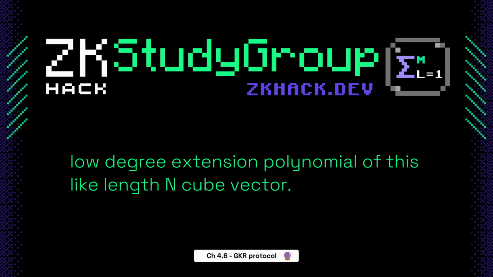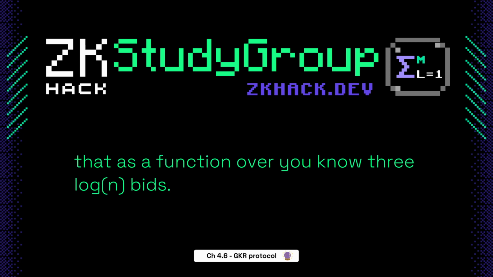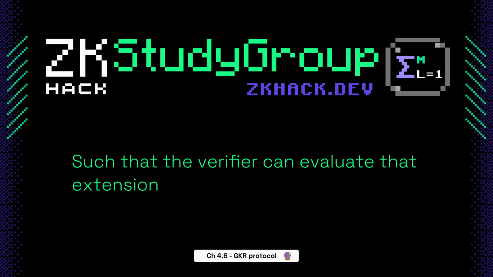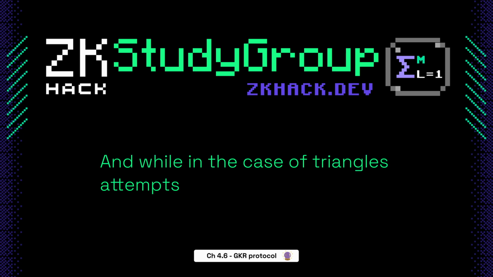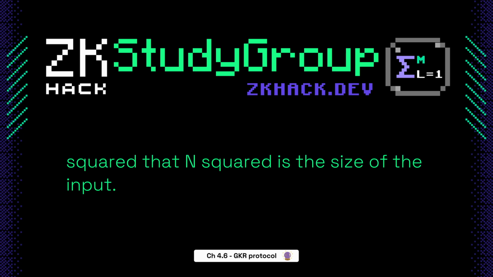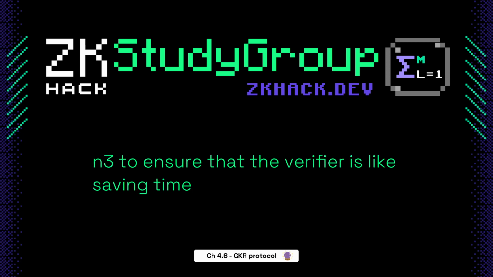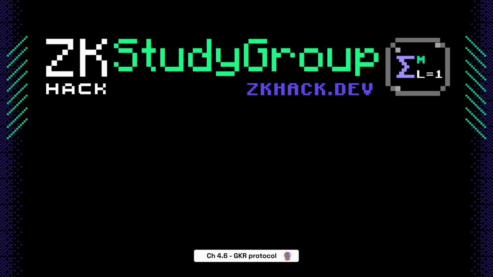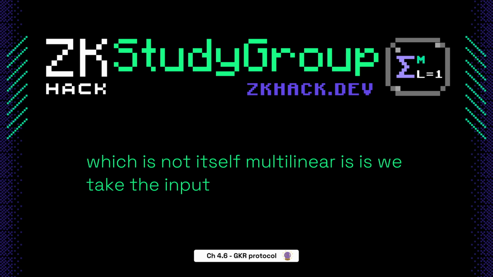Again, we're going to wind up thinking of that as a function over 3 log n bits, such that the verifier can evaluate that extension polynomial in linear time. In the case of triangles, it's n squared, the size of the input if it's an n vertex graph, rather than n cubed, to ensure that the verifier is saving time compared to just solving the problem on her own.